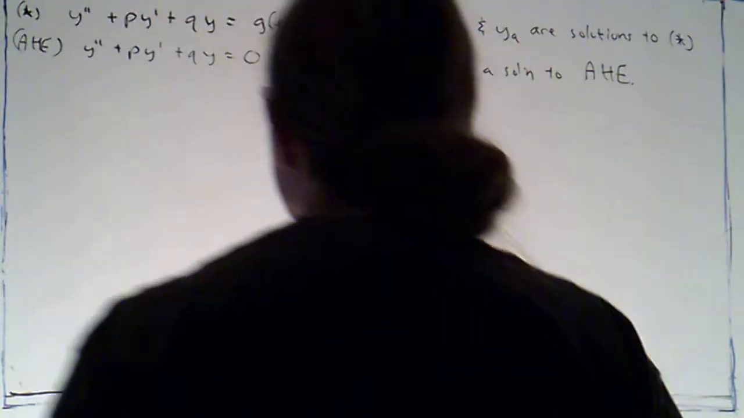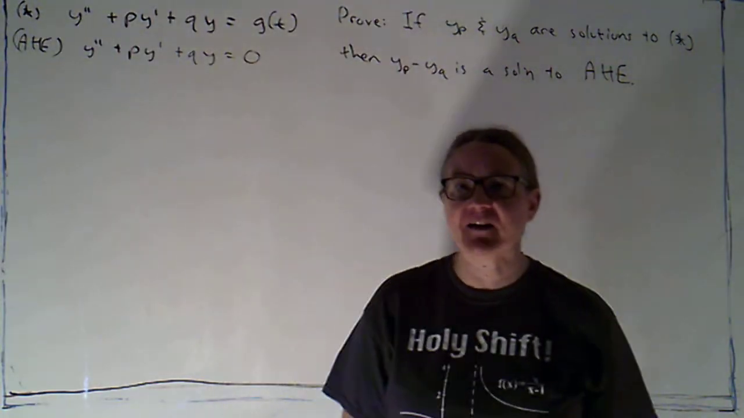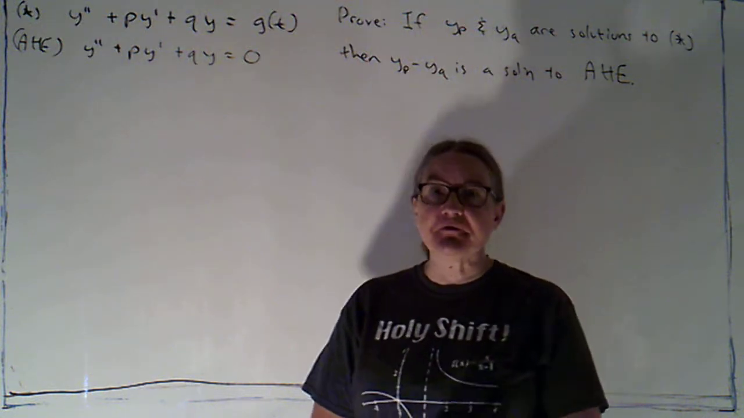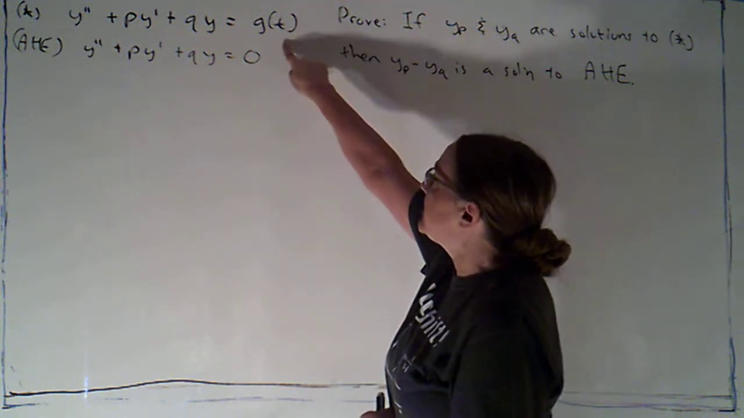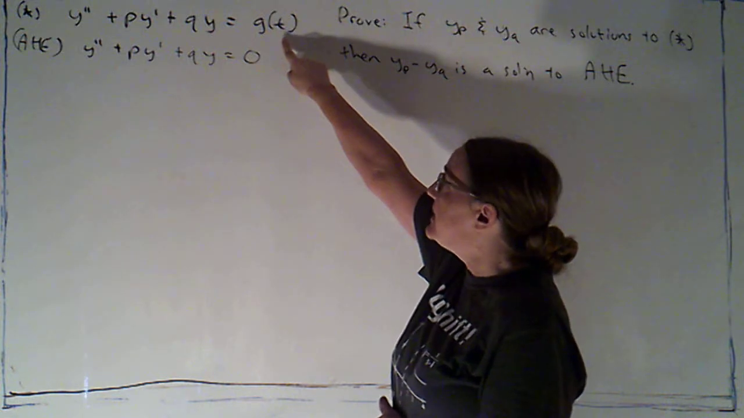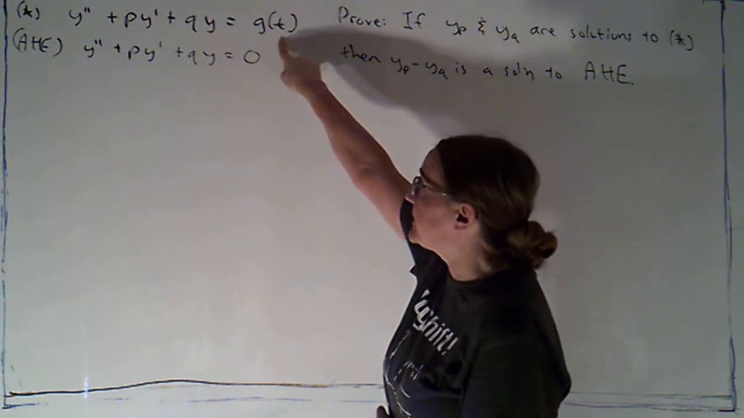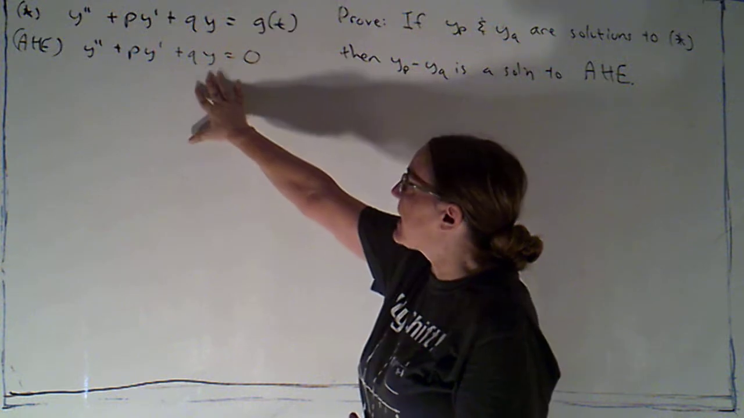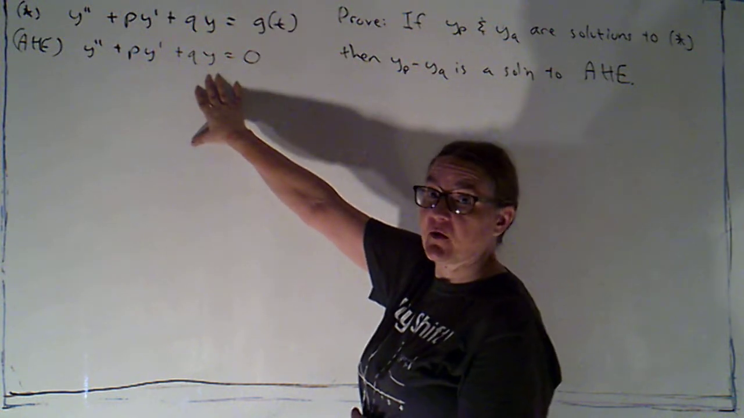Okay, in the last video we proved part 1 of the extended linearity principle. So in this video we are proving part 2. So once again, we've got a differential equation that corresponds to a forced harmonic oscillator. I'm calling that star. And then I've got the associated homogeneous equation.